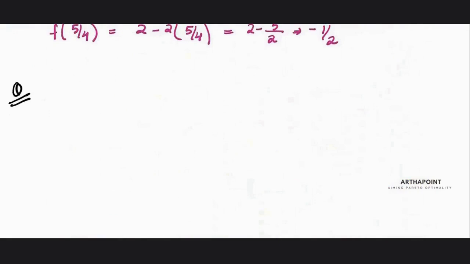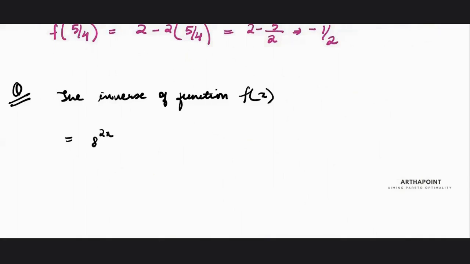It says, find the inverse of function f(x), and the function is given to you as f(x) = (8^(2x) - 8^(-2x)) / (8^(2x) + 8^(-2x)).